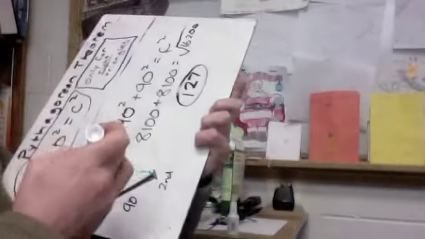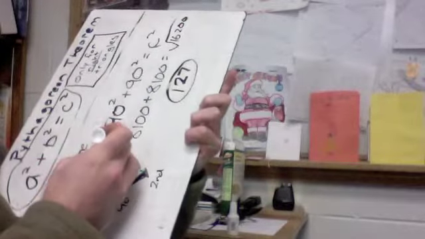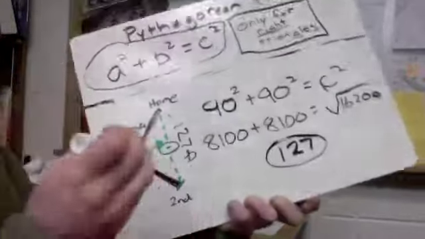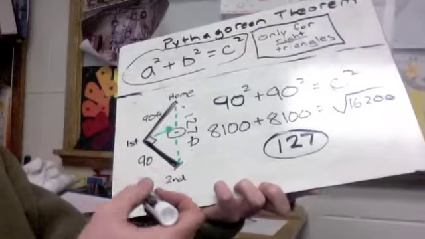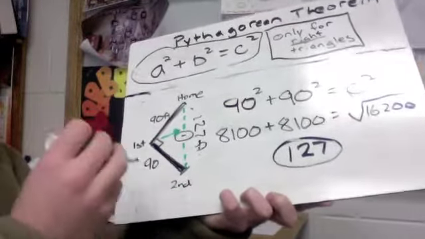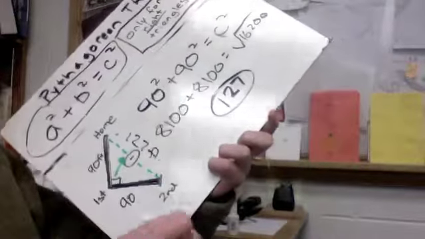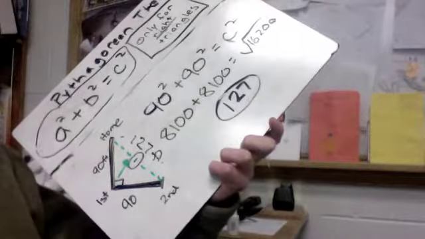So the throw from home to second is about 127 feet. It's not exactly 127 feet, but it's between 127 and 128 feet. Another good real-life example of how we can use that Pythagorean theorem.